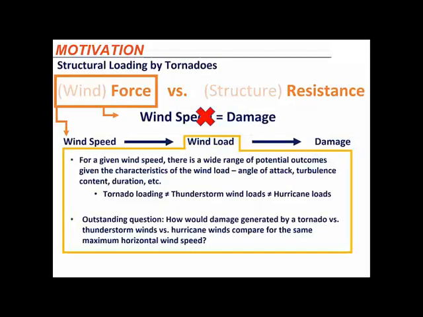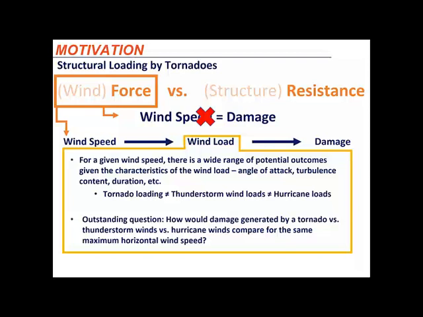And so I want to break this down because this is a thing I like to highlight a lot, is that when we say wind force versus structural resistance, oftentimes what gets lost is that we directly relate the wind speed to damage. And while obviously there's a strong correlation between these two, it's not exactly correct. More correctly, we would say that the wind speed is then related to a wind load, and then that wind load on a particular structure or object is related to how much damage is sustained.